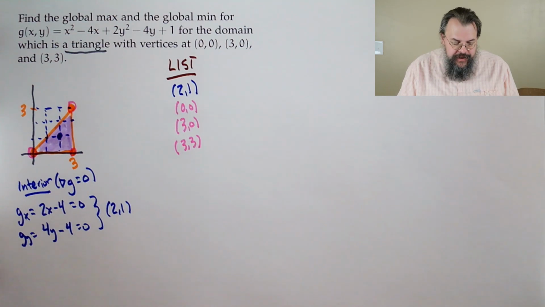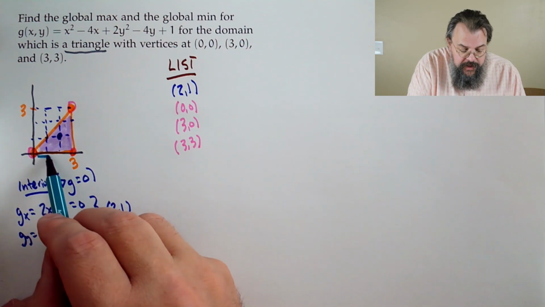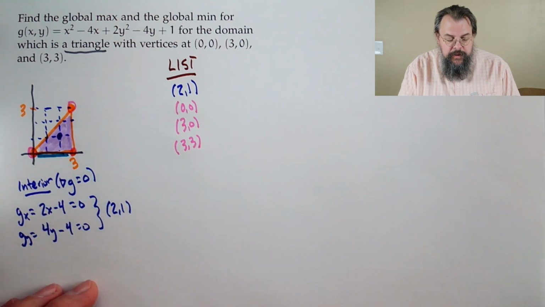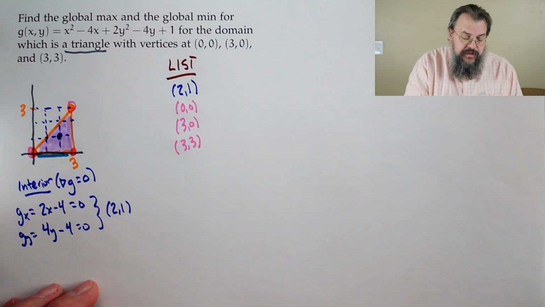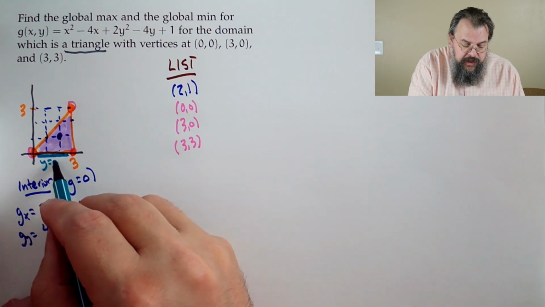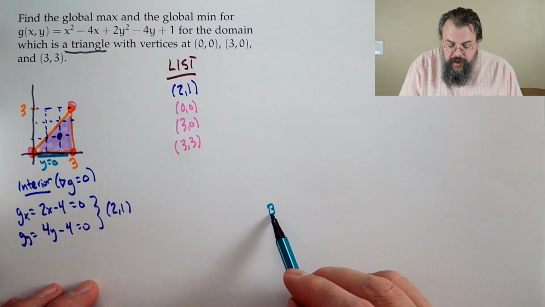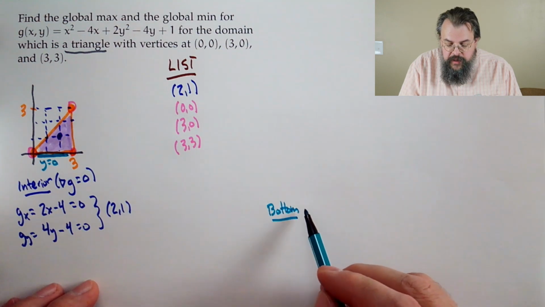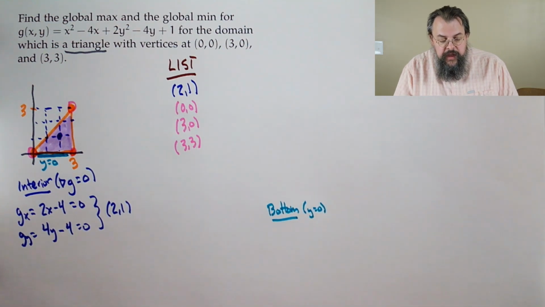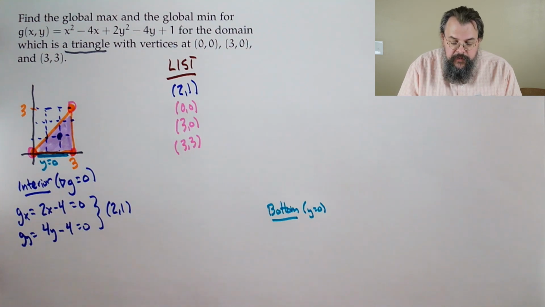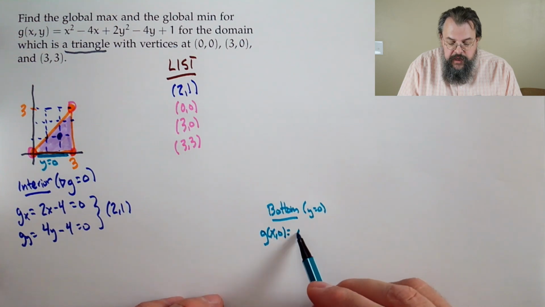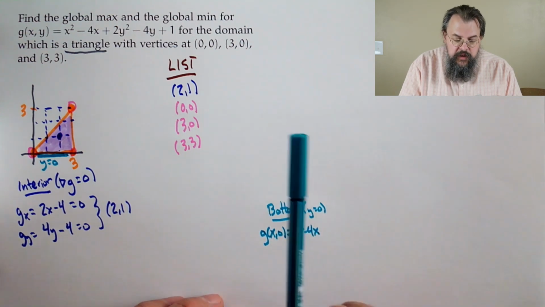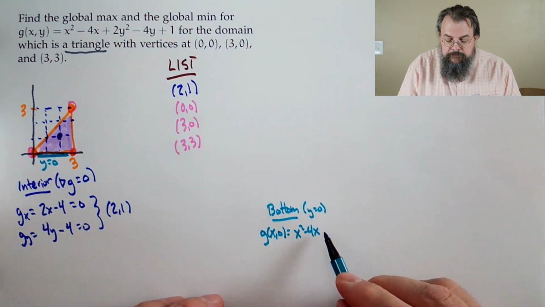Now, the bounding curves. Well, gotta work through it. Let's start with the bottom curve. Now, what's true about the bottom? Well, on the bottom, that's y equals 0. So for the bottom, y equals 0. And what happens? Well, our function becomes g of (x, 0), which is x squared minus 4x plus 1.